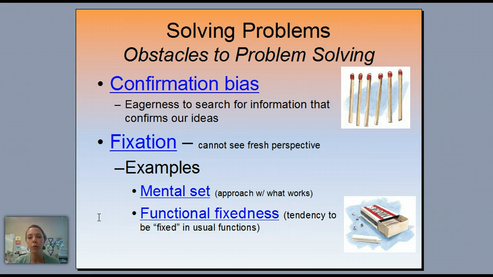Or like when we were in class looking at, if you couldn't get around that matches can't just be used for fire, or that tacks don't have to be used to push something in, that's functional fixedness, our tendency to be fixed on a usual function. So this is only for that. People who are able to look outside, or as it's called, think outside the box of this fixedness, have a better tendency to be able to solve problems.